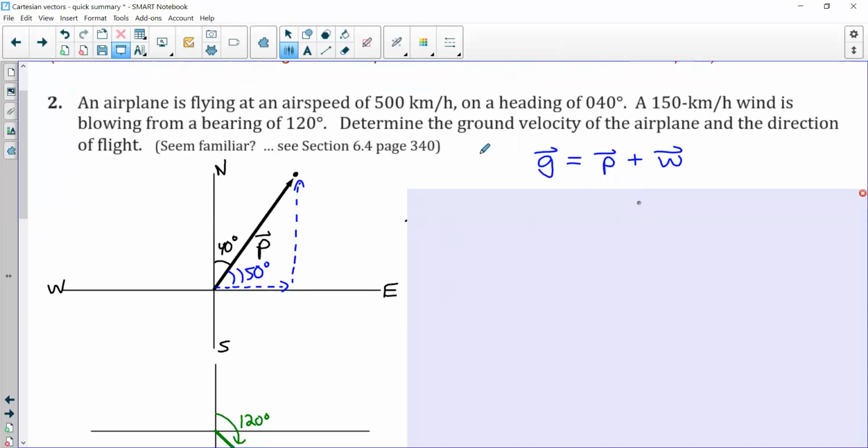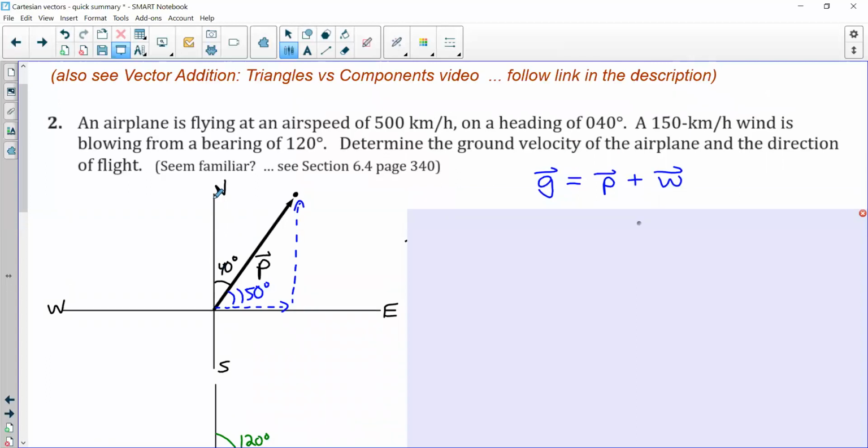So you're given information regarding the plane. So that's what I have here. So the plane is traveling on a heading of 040. Now remember, that's a bearing. So bearings start at north and then go in that direction. So it's 40 degrees, what we call in a clockwise direction from north. So that gives us an angle of 50 degrees down here. Now, why is that important?